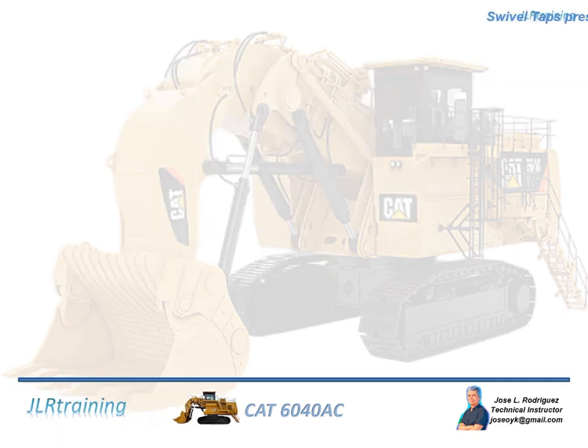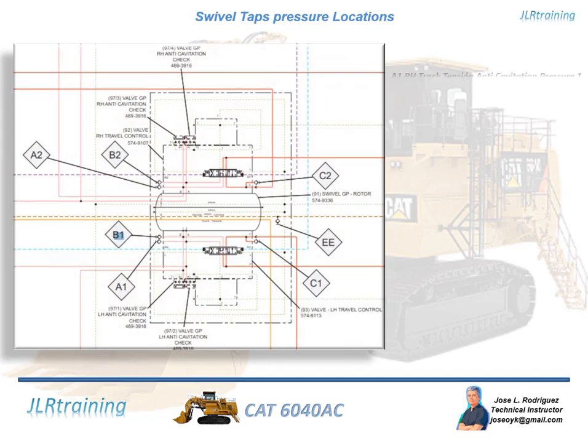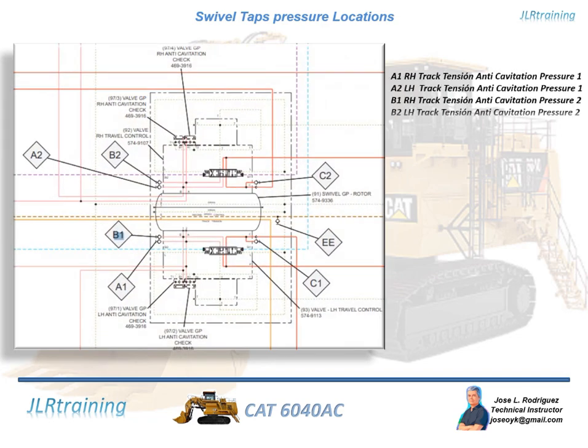Swivel taps pressure locations. A1RH track tension anti-cavitation pressure 1. A2LH track tension anti-cavitation pressure 1. B1RH track tension anti-cavitation pressure 2. B2LH track tension anti-cavitation pressure 2. C1RH track tension anti-cavitation pressure 3. C2LH track tension anti-cavitation pressure 3. EE second speed control pressure.